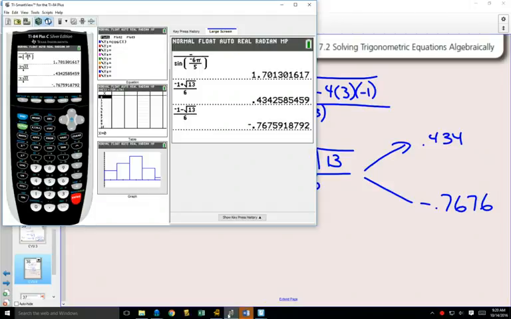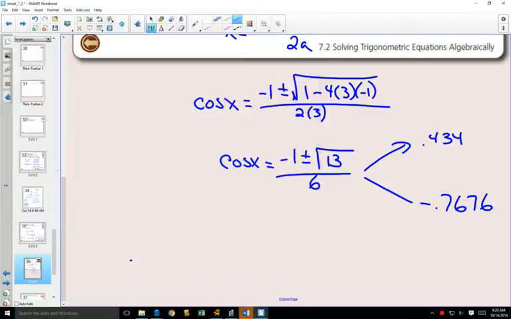All right, so there we have our possible answers. What does that mean? It makes sense, instead of writing it this way, to write them out separately. That means cos x could be 0.434, and cos x could be negative 0.768. Are those values on your pie plate? They are possible, because they're between negative 1 and 1.